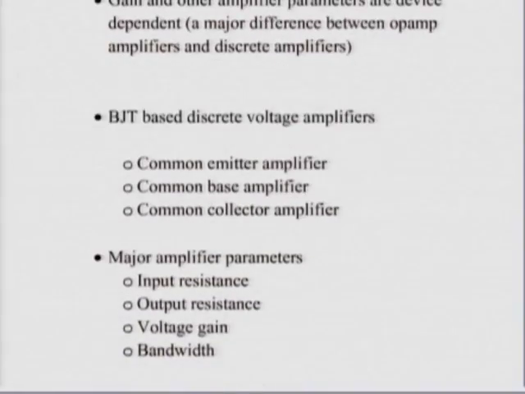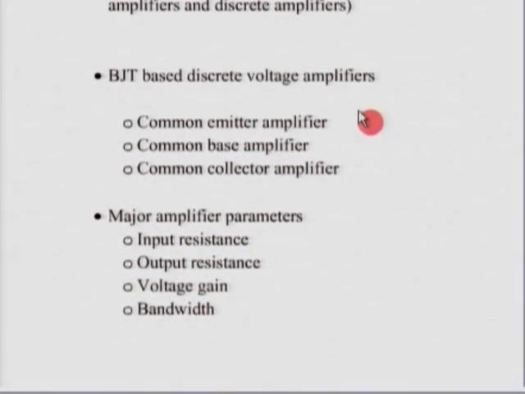When we talk about BJT based discrete voltage amplifiers, we have three amplifiers. One is the common emitter amplifier, which is the most commonly used. We will see a bit later why. Then you have the common base amplifier and the common collector amplifier. In my last lecture last week, I mentioned the meaning of the word common. When you say common emitter amplifier, what we mean is the input signal is applied between the base and the emitter and the output signal is taken between collector and emitter.